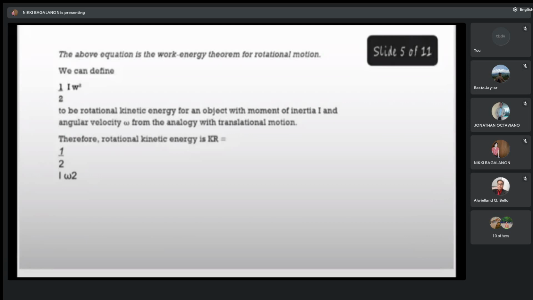For rotational motion, we can define 1/2 moment of inertia times ω squared to be rotational kinetic energy for an object with moment of inertia I and angular velocity ω, from the analogy with translational motion. Therefore, rotational kinetic energy is equal to 1/2 moment of inertia times angular velocity squared.